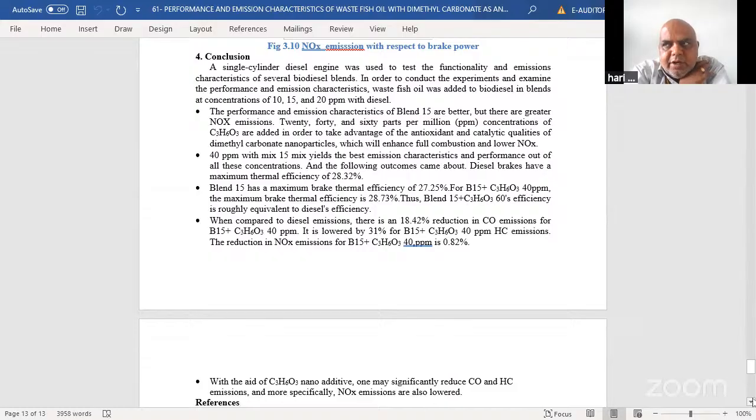So once again, we cannot go with only diesel, or only biodiesel. Therefore, biodiesel and dimethyl carbonate. There is a trade-off between all these things. To optimize the parameters, we need to go for a trade-off between these two parameters. The best combination we suggest is B15 with dimethyl carbonate, which will have better performance. So that is my conclusion.